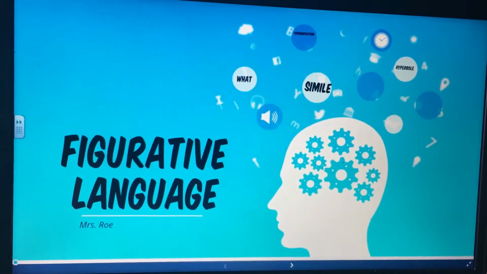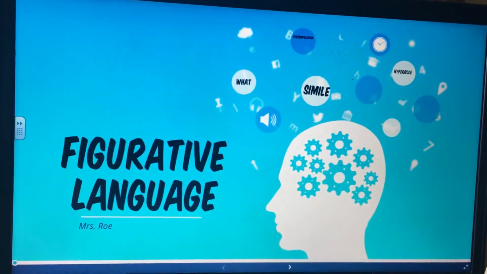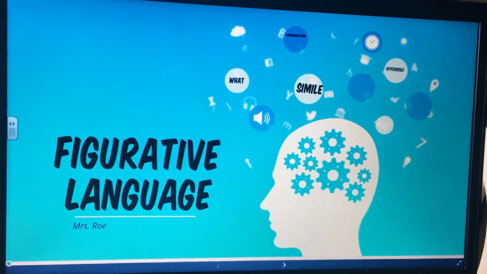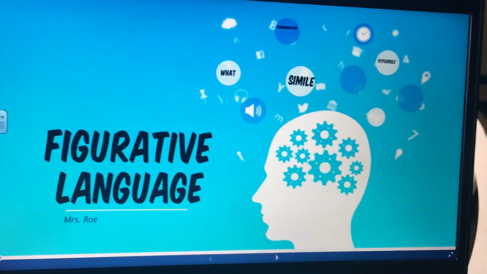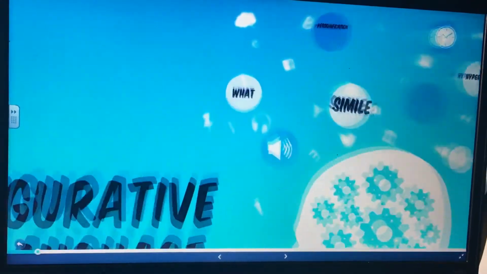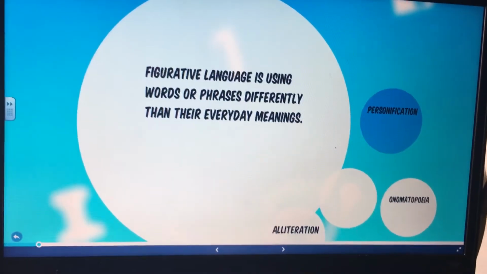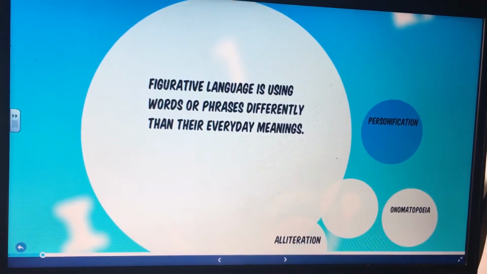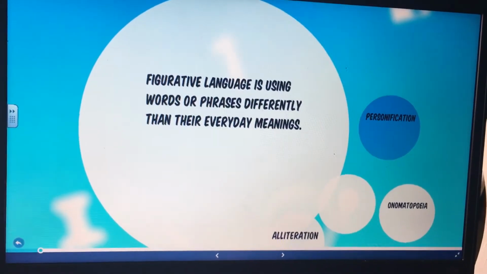Today we're going to be talking about figurative language. There are several different types of figurative language and we're going to learn about many of those today. So before we get started with the different types, we need to know what is figurative language. Figurative language is using words or phrases differently than their everyday meanings.